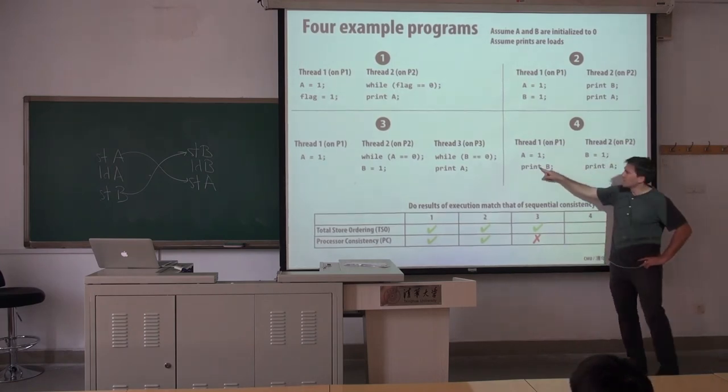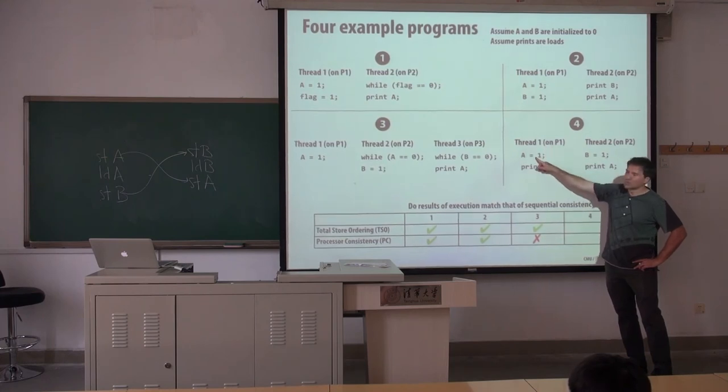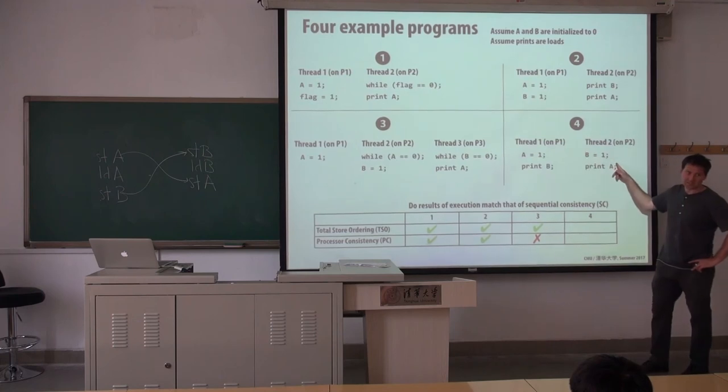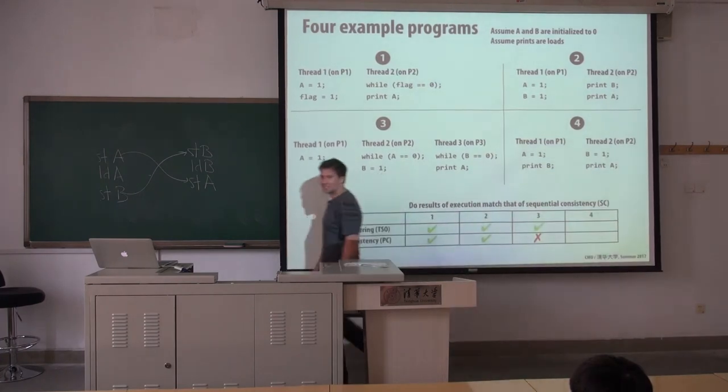Okay? So here, print B can happen on this processor before the write A equals one commits at all other processors. That's what I mean by read after write reordering. So tell me what can happen here.